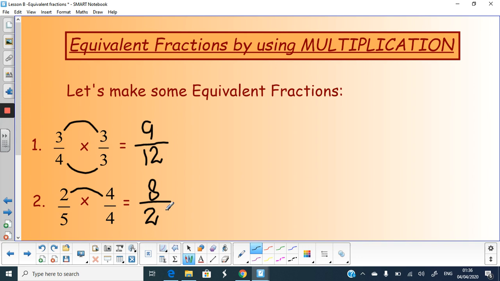See, it is very simple. What do you need to do? You just need to multiply the numerator and denominator with the same numbers. With the same numbers. Okay.